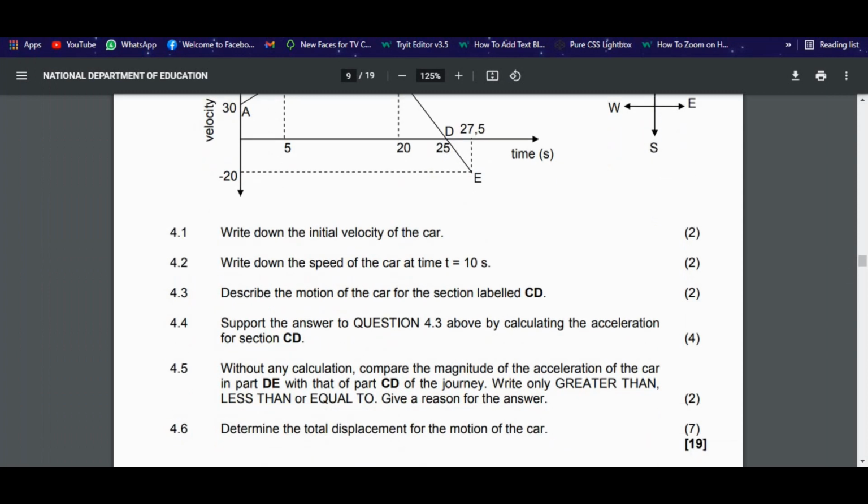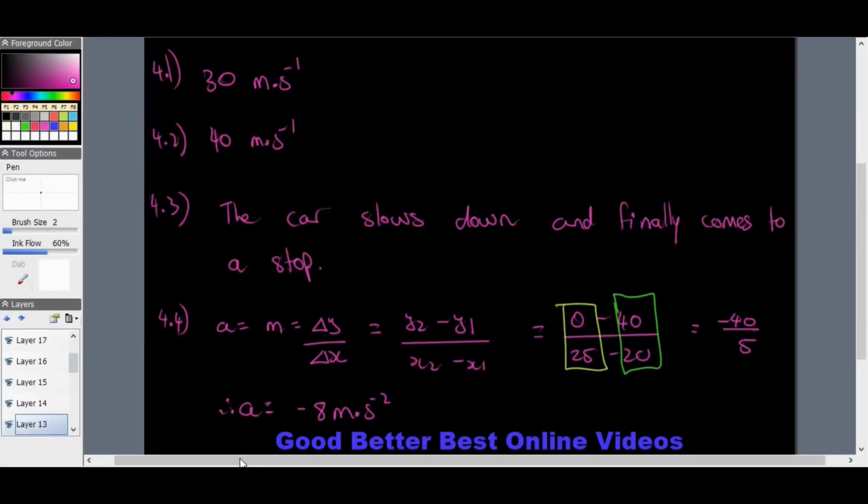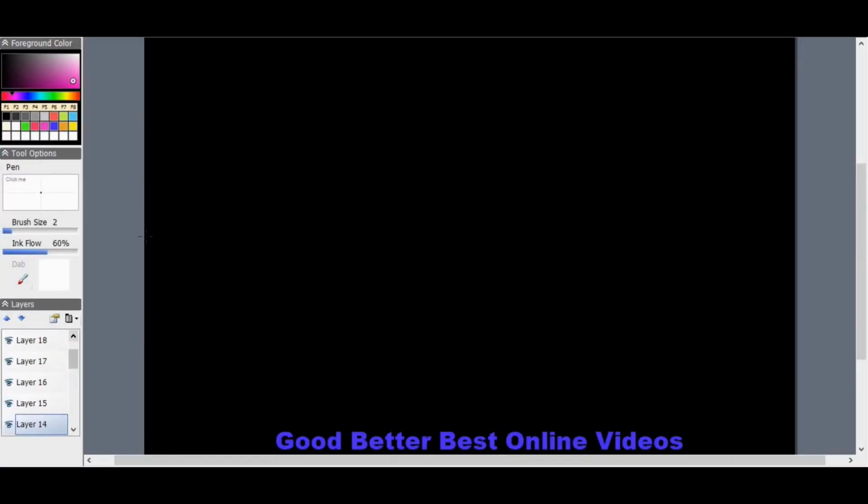Okay, 4.5, without any calculation, compare the magnitude of the acceleration of the car in part DE with that of part CD of the journey. Write down only greater than, less than, or equal to, and give a reason for your answer. Okay, well, my answer without any calculation for 4.5, ladies, I'm just going to let you look at the graph quickly.